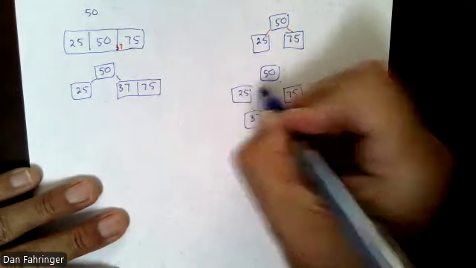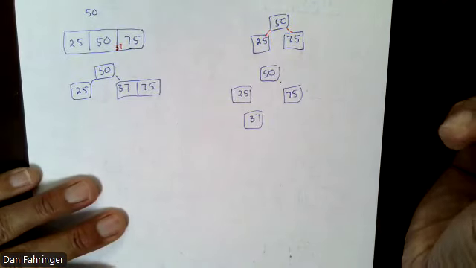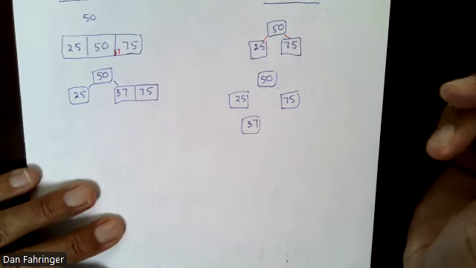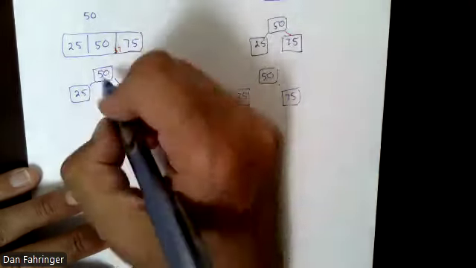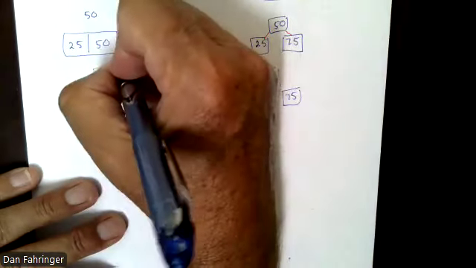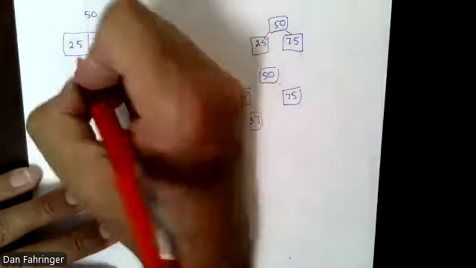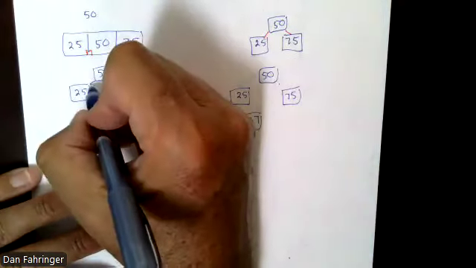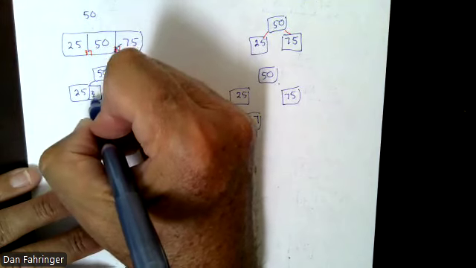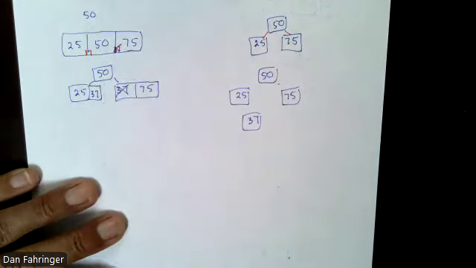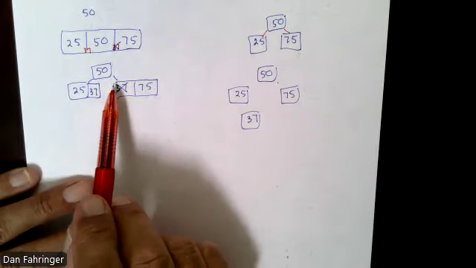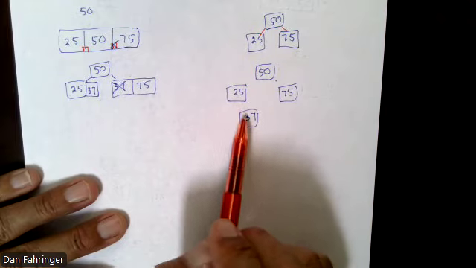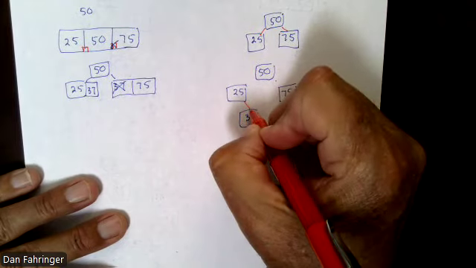Professor Faringer, I have a question. I thought the 37 went on the left of the 50. Oh crap, because it's all less than. Yeah. Cross this out, cross this out. Make this 37 over here. My bad. Now this is right, this is still right. 37 and 25 are siblings.